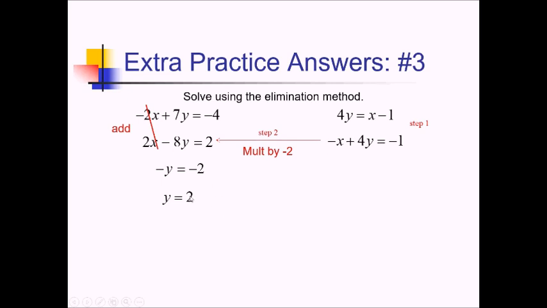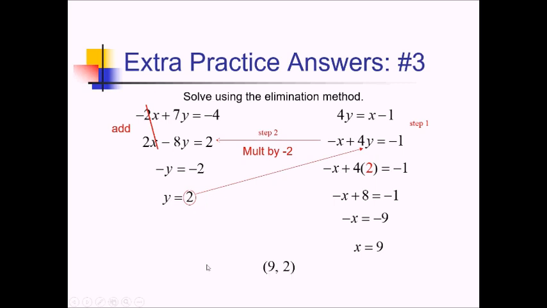So let me go ahead and plug in 2 for y. And it doesn't really matter where you do this, but I'm going to do it right here just because it's the easiest one to get to. So we have negative x plus 4 times 2 equals negative 1. So this is negative x plus 8. And now if I subtract 8 from both sides, we get negative x equals negative 9. Divide by negative 1, we have x equals positive 9. So then my final point, we've got 9, comma 2 for my answer.